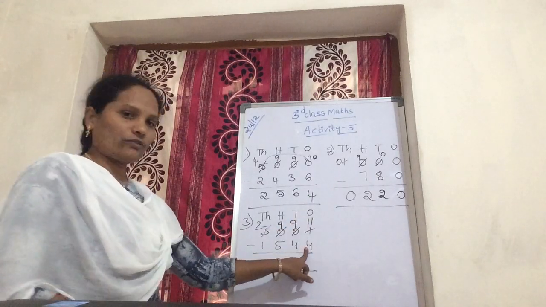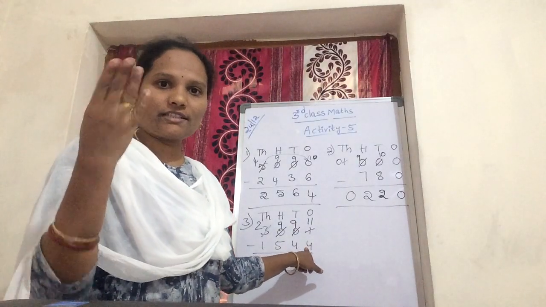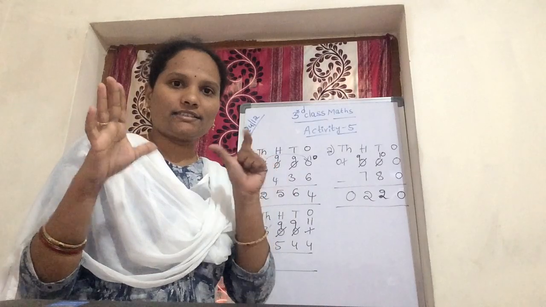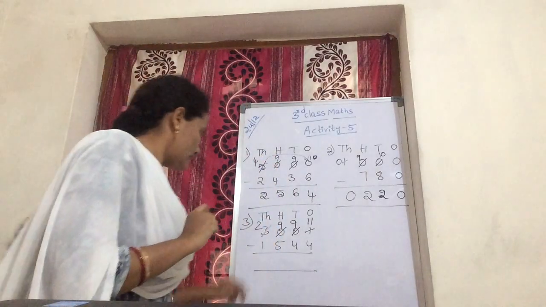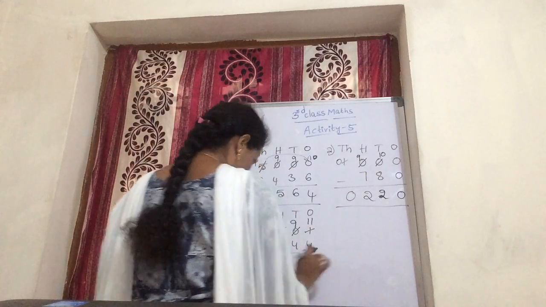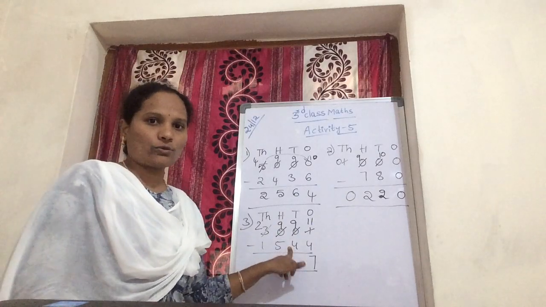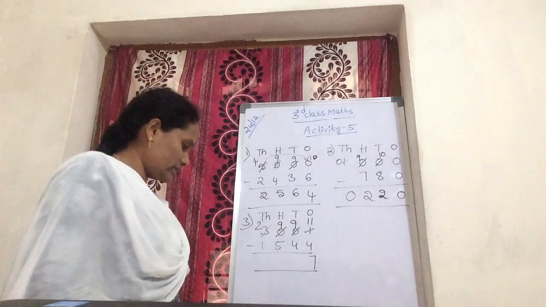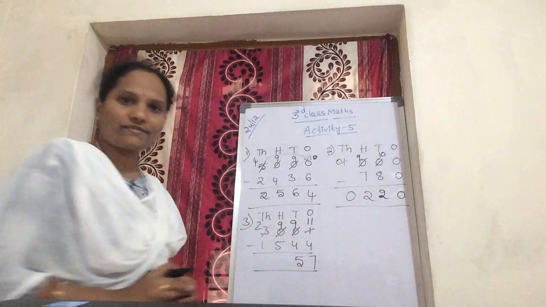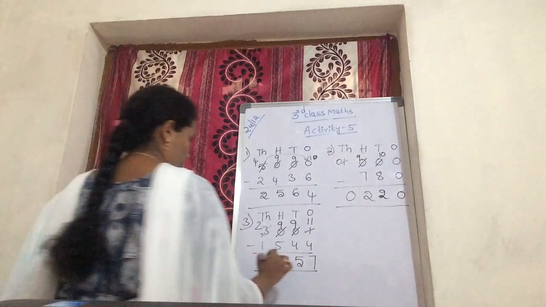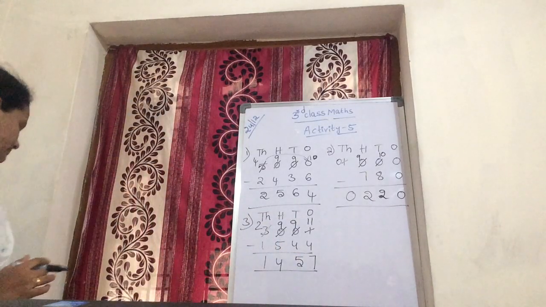Now 11 minus 4. 4 after count it. 4 after 5, 6, 7, 8, 9 and 10, 11. So you get how much amount? 7. You get 7. Write in this 7. Now next 9 minus 4. So 9 minus 4, you get 5. Again 9 minus 5, you get 4. Next 2 minus 1, you get 1. Now write it down.